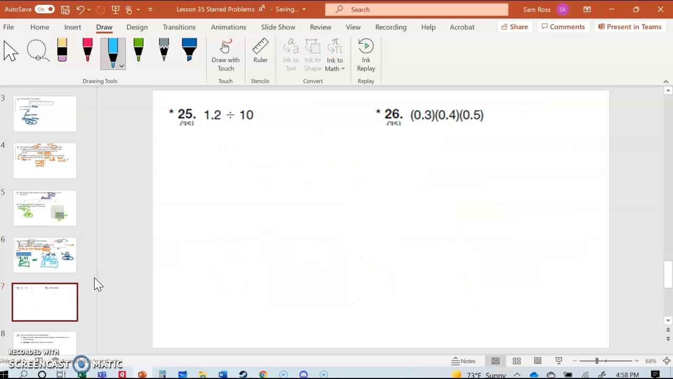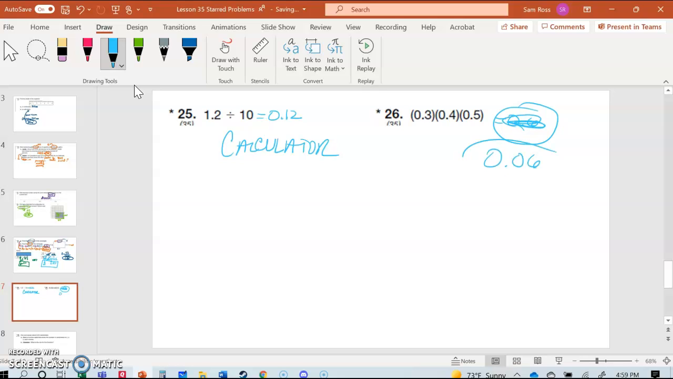Okay, this is stuff you can plug in on a calculator. Or you can do it in your head if you want to, but 1.2 divided by 10 is equal to 0.12. I'm just going to put calculator. And then if you multiply all of these out, 0.3 times 0.4 times 0.5 is... Oh, no, my bad. Not that. 0.06.